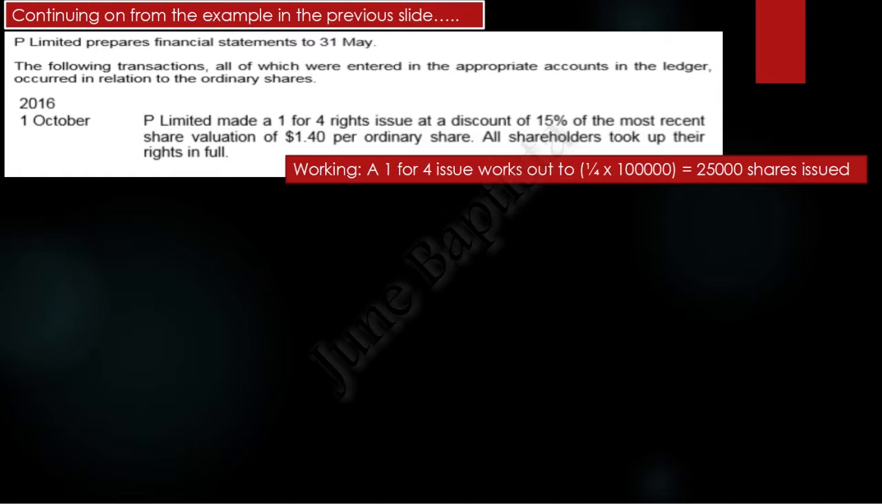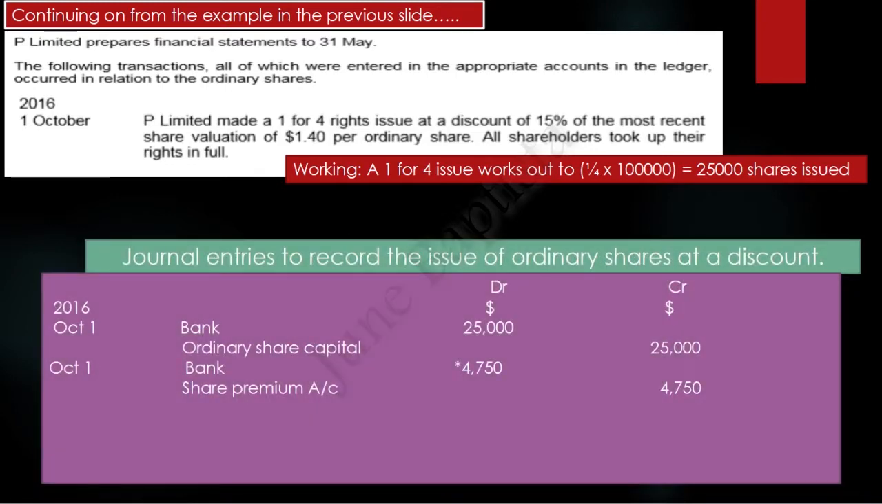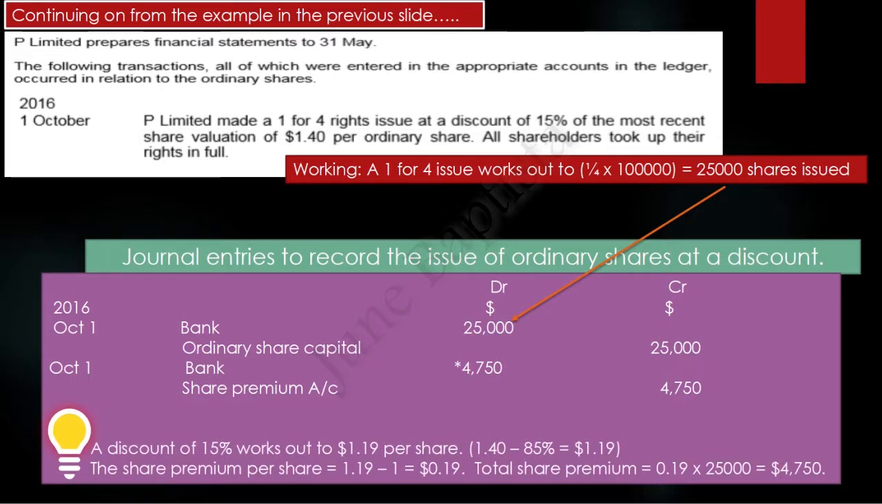The journal entries to record the issue of ordinary shares at a discount are: bank account debited $25,000, which is 25,000 shares times $1, the face value of a share. Ordinary share capital credited $25,000. Bank account debited $4,750 and share premium account credited $4,750. Let's look at the working for the share premium.